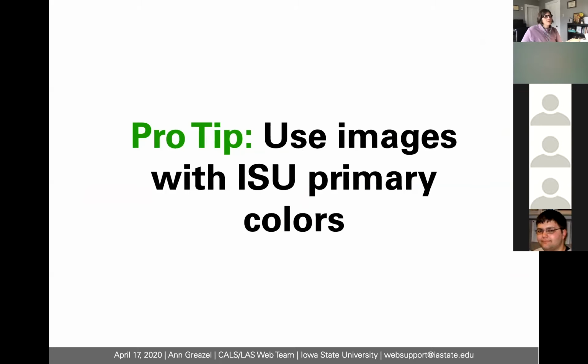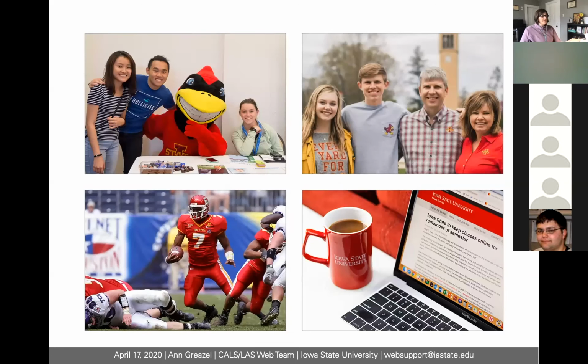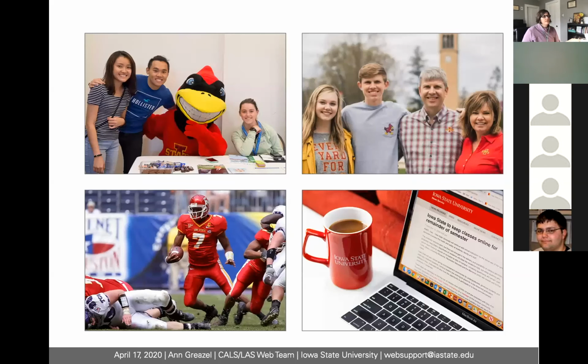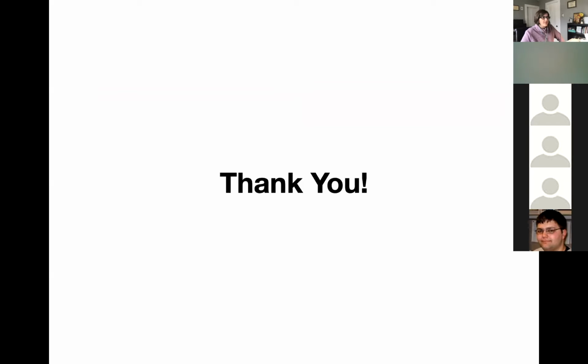Another pro tip is to use images with the ISU primary colors. When you look at imagery, you can see the difference between the previous slide I showed and this one. Can you tell right away that these are Iowa State University photos? You bet. Now, if I go back a couple, can you tell right away that these are Iowa State University photos? Not exactly, not particularly. So the nice part about this is that it's very clear these images are from Iowa State, and we want to make sure that folks know where they're at and which awesome program they're looking at. So that's all I have about images.